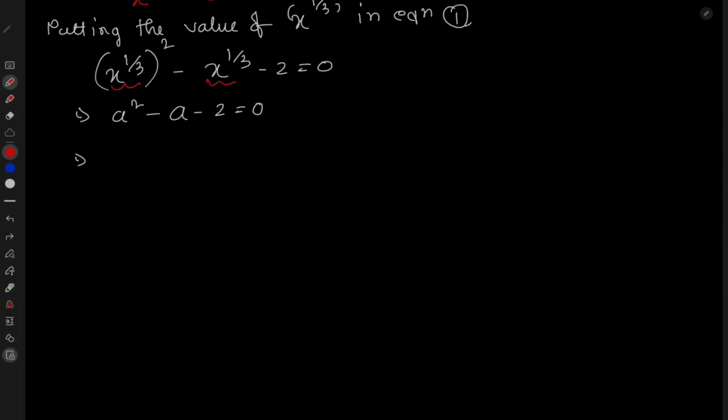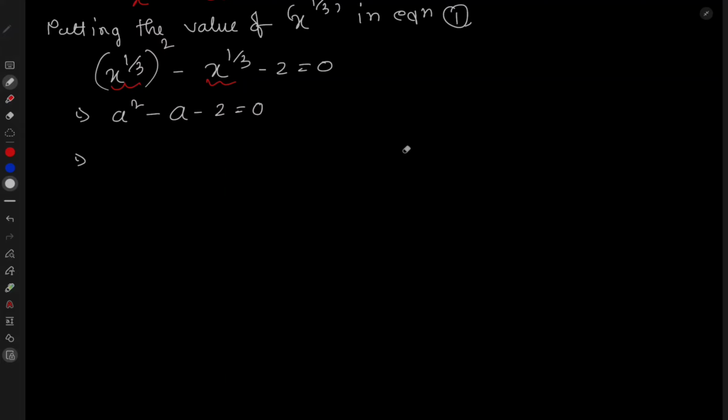Okay. So now we can see that this equation becomes a quadratic equation. We can solve a quadratic equation by two methods. First is the middle term splitting method and the second method is the quadratic formula. First we have to check, can we solve this equation by the middle term splitting method? If we can't, then we can use the quadratic formula.